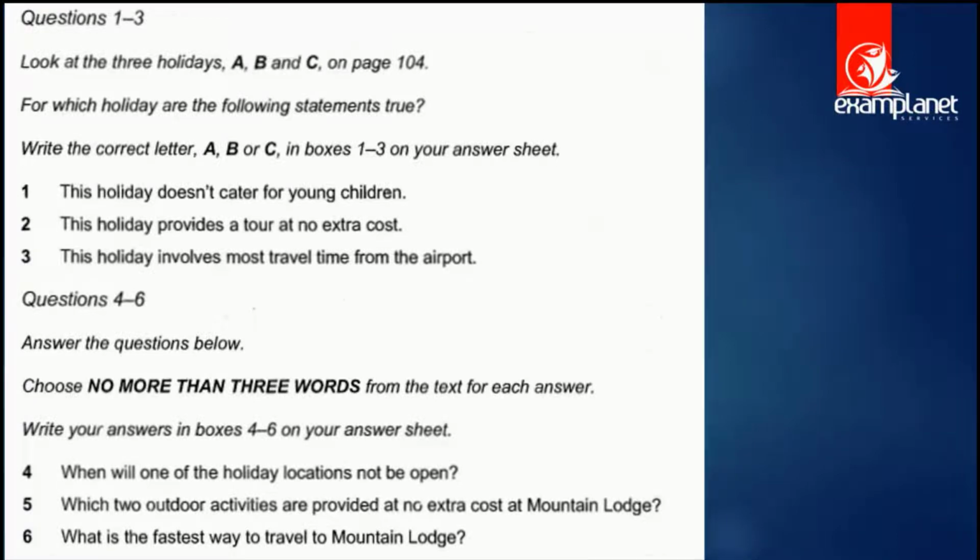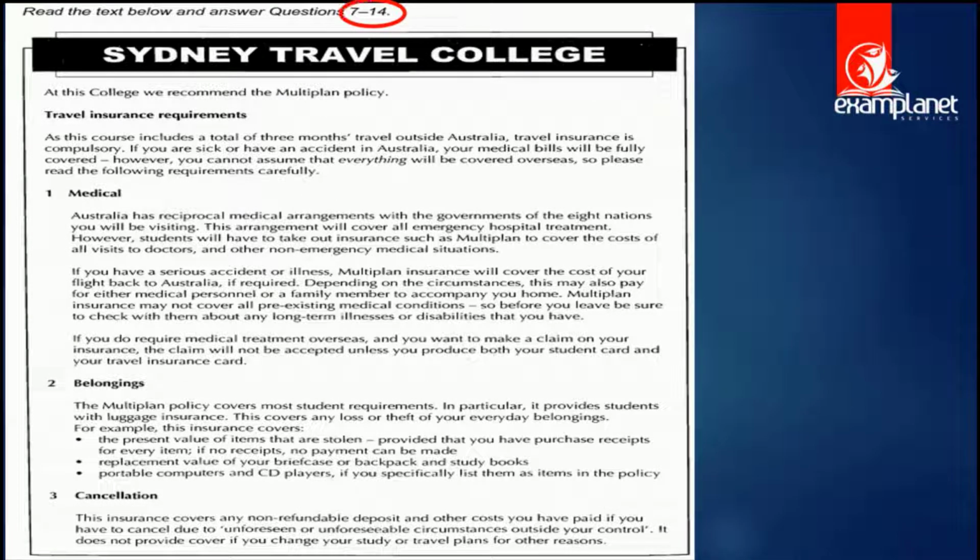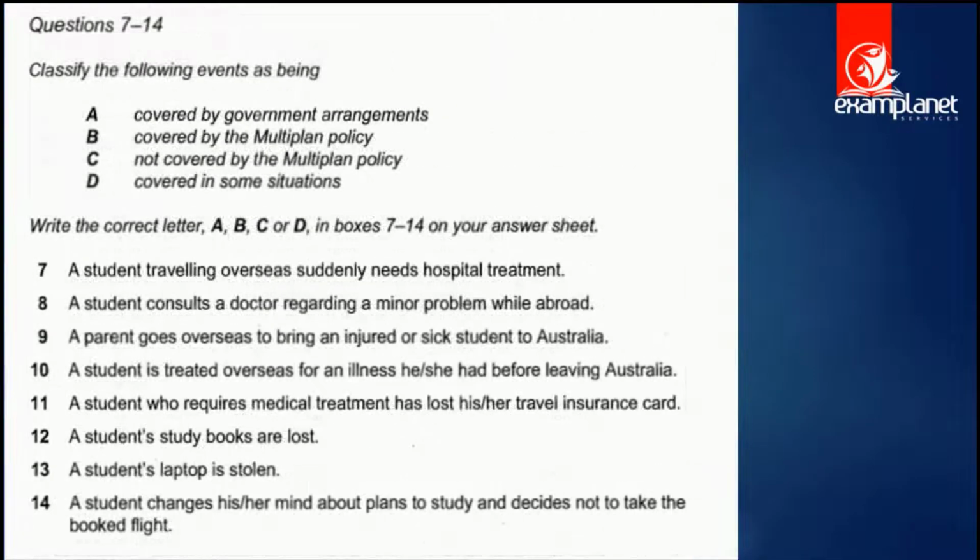Let's get to questions 7 to 14. I believe we read the passage. We've also answered the questions. For this particular kind of question, all you need to do is look at the options very well. A says covered by government arrangements. For B, covered by the multi-plan policy. C, not covered by the multi-plan policy. D, covered in some situations. You are meant to write the letter A, B, C, or D.